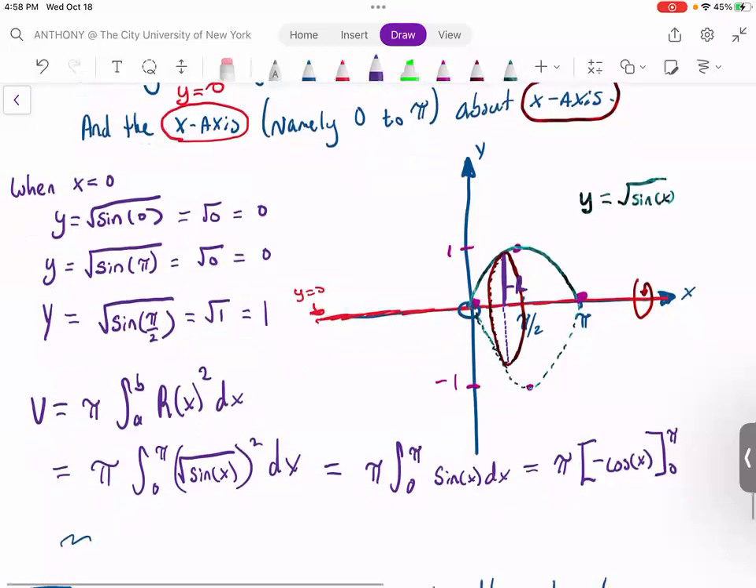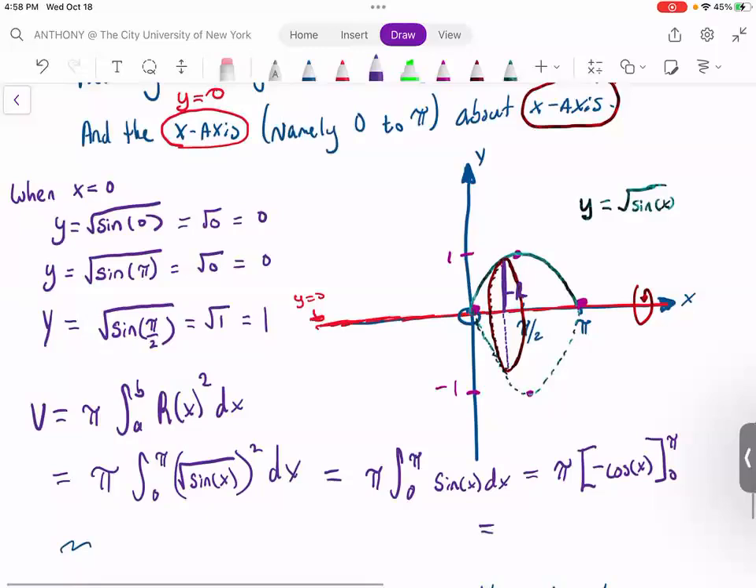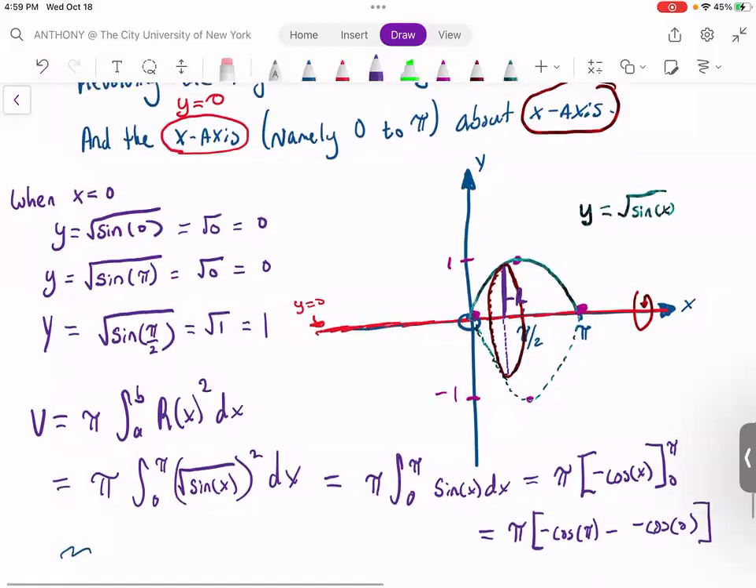So you plug in your limits of integration here. What you're going to get is pi on the outside, right? Because that was our constant multiple. You will have negative cosine of pi minus negative cosine of 0. Now, what's cosine of pi? 1. Well, no. Cosine of pi is not 1. Try again. -1. So this is a -1, but two negatives make a positive.